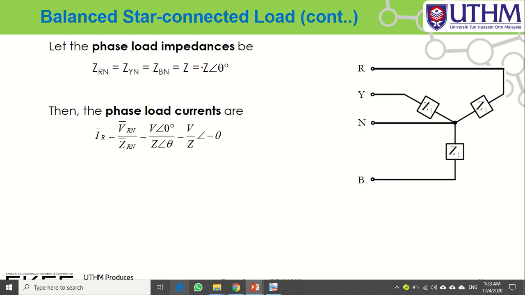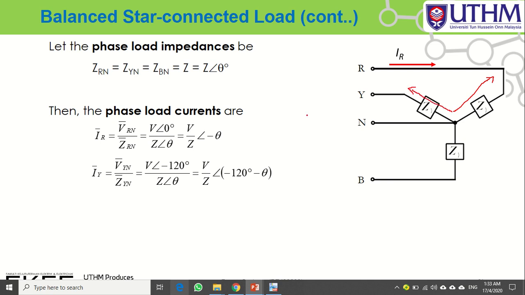So per phase, how to determine the current? The current at line R equals VRN divided by ZRN, and ZRN equals ZY, or Z. So you just solve this equation, V divided by Z. In this case, you get V over Z angle minus theta. Similarly for IY, you have VYN divided by Z.